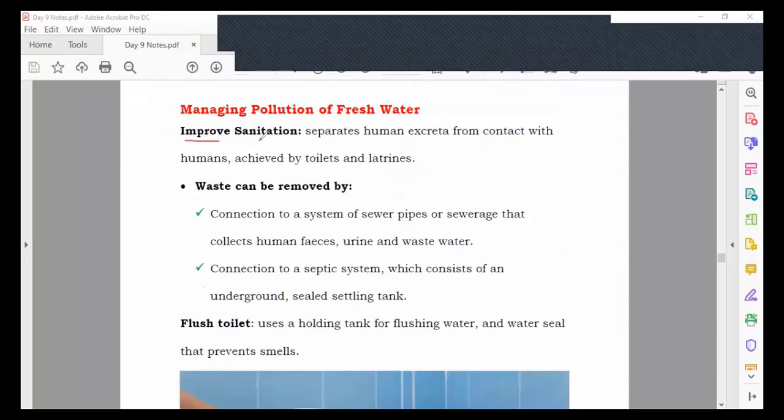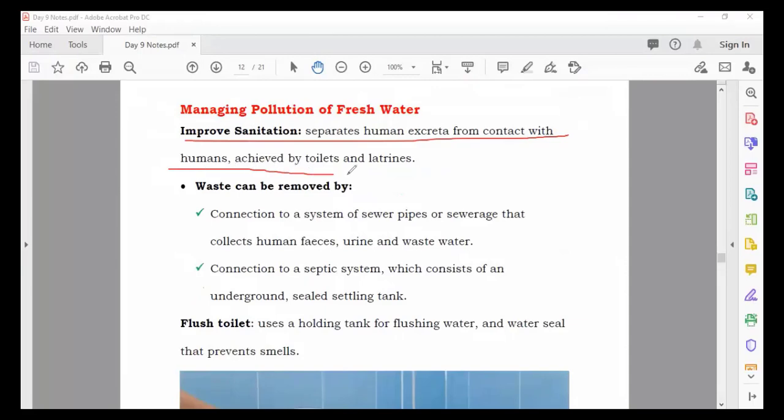For example, improve the sanitation. Sanitation means your toilets and latrines. When you are using this, you should have a proper toilet system, then you can stop or control sewage pollution. Otherwise, if you don't have one, it can leak anywhere, and then you cannot control it.